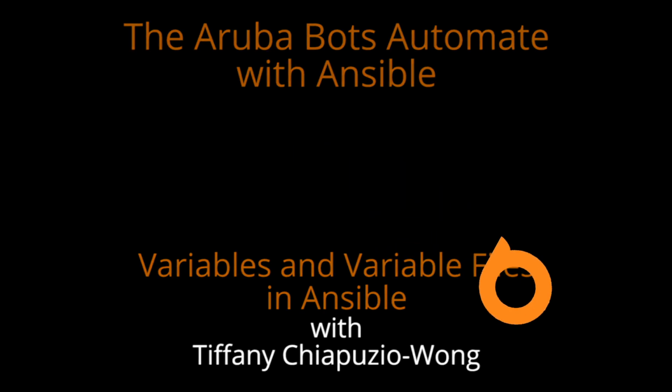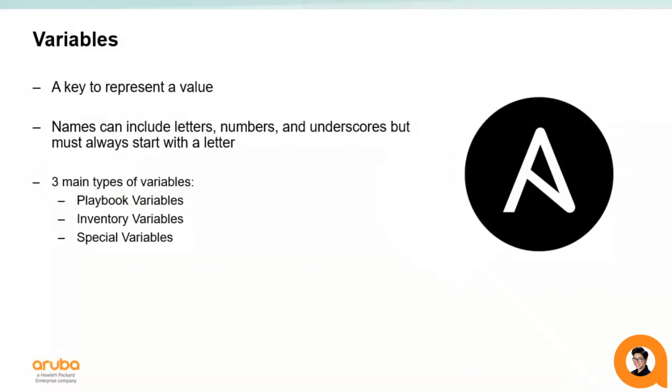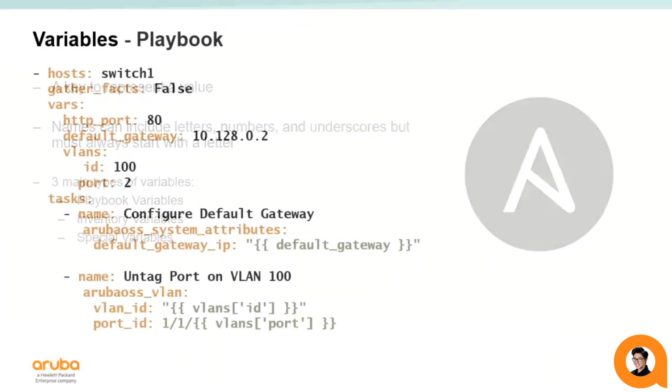If you remember from the last video, a variable is essentially a key to represent a value. The name of variables can include letters, numbers, and underscores, but it must always start with a letter. There are three main types of variables in Ansible: Playbook variables, Inventory variables, and Special variables.